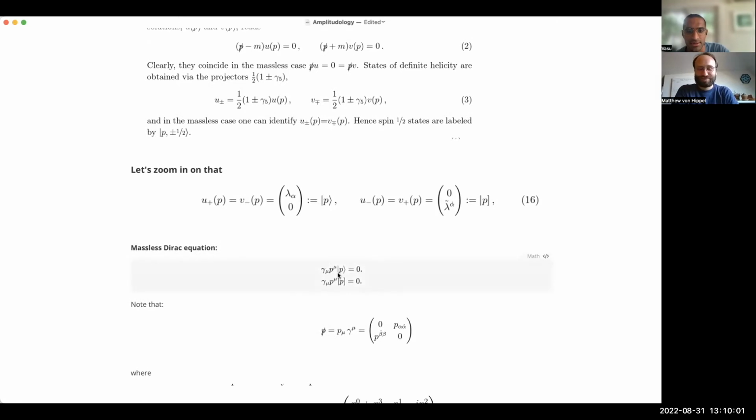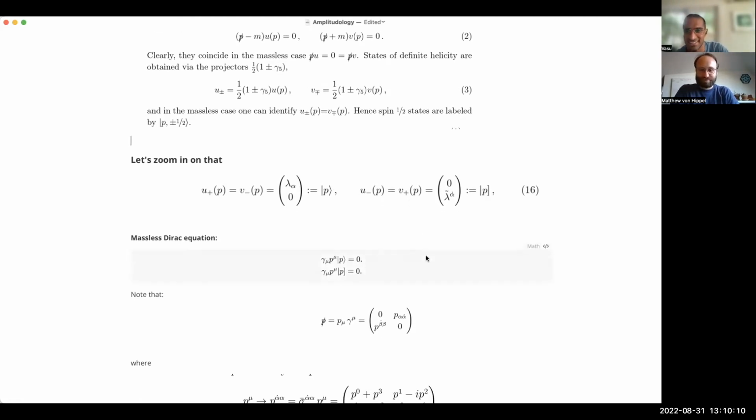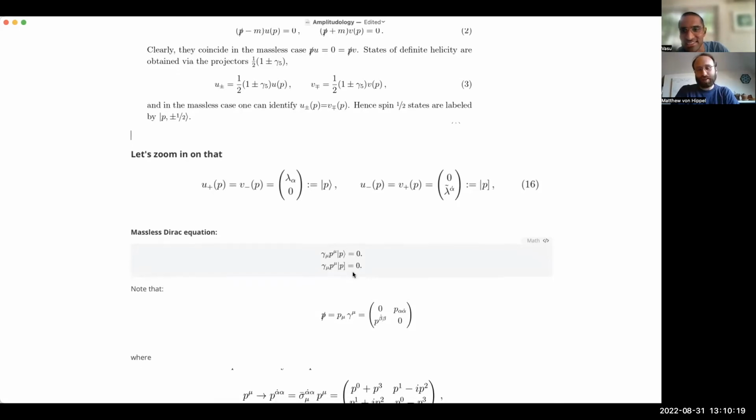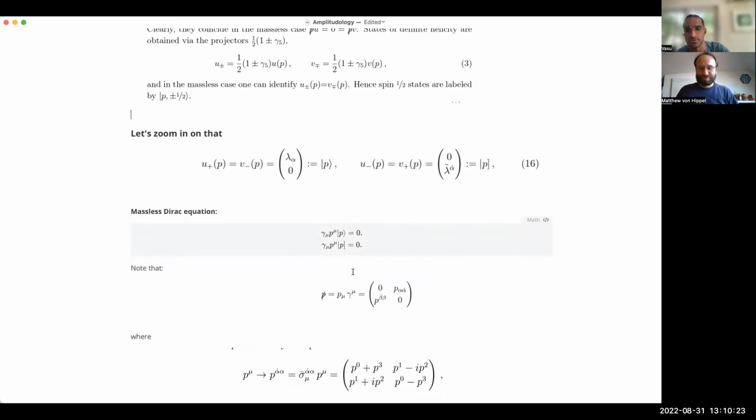Then the massless Dirac equation is just the following in terms of these new symbols, ket p and this other thing. I don't know how widely used this notation is, but we just call them angle brackets and square brackets. That's what we're building towards.